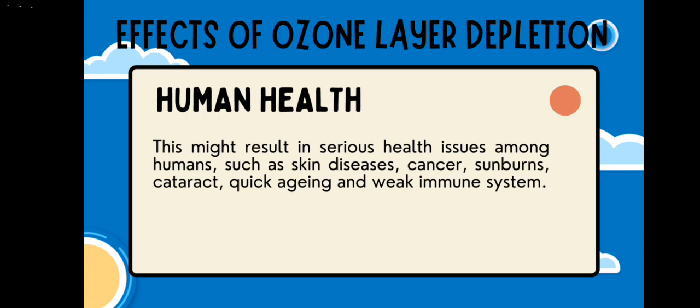Let us now move on to the effects of ozone layer depletion. For human health, these would cause serious health issues, such as skin disease, cancer, sunburns, cataract, quick aging, and a weak immune system. UV lights are beneficial, but too much of it is harmful.